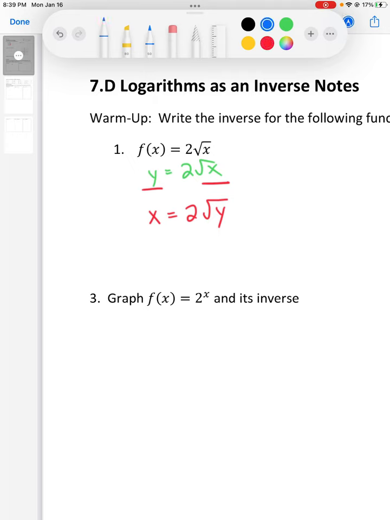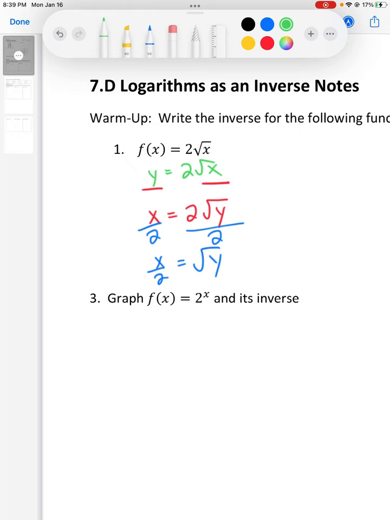So first thing, we got to work on the outside. So on the outside's a 2. And it's 2 times because there's no plus sign. If there's a plus sign, then we would do something different. But because it's multiplication, opposite of multiplying is dividing. So you have x over 2 equals the square root of y.